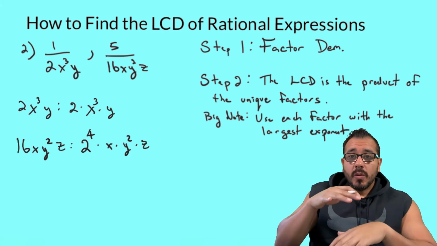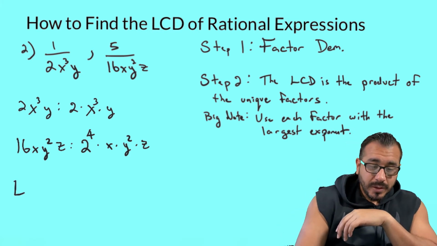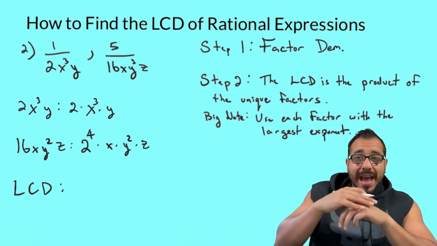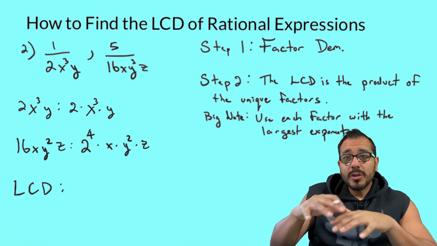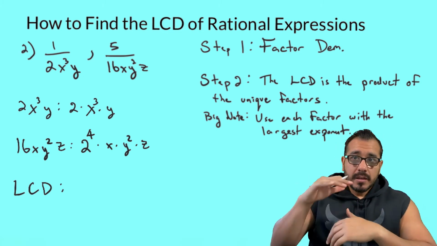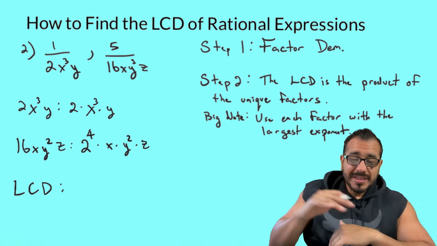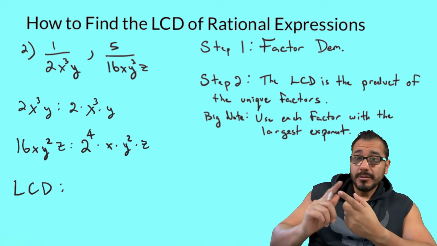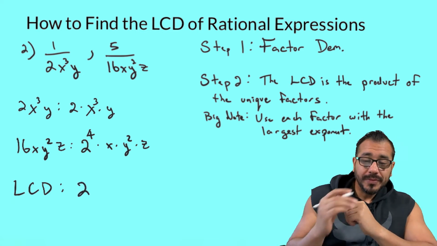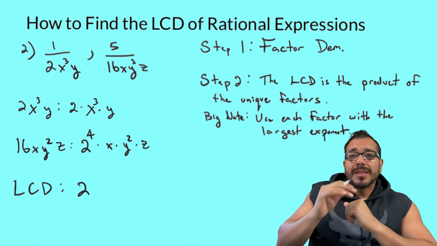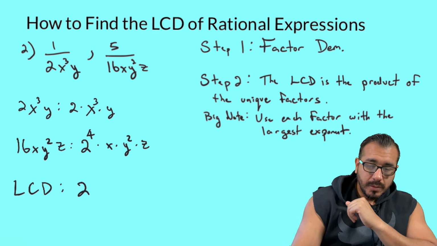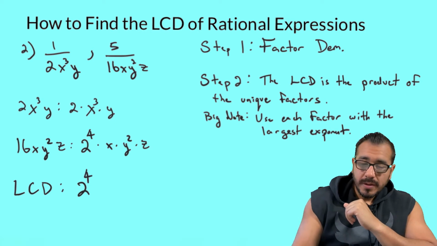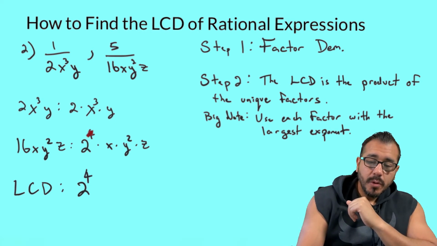So now we're going to write down our LCD, which is all the unique factors. And if this is too hot for you, get out of the kitchen. This is what we're cooking for you here in Dr. Math Studios. So what are our unique factors? Well, we see a 2, and we want to write it with the biggest exponent. The biggest exponent we see for our 2's is this 4.